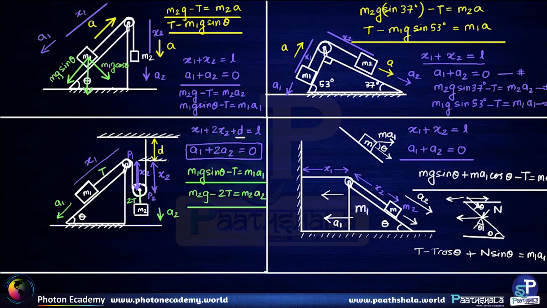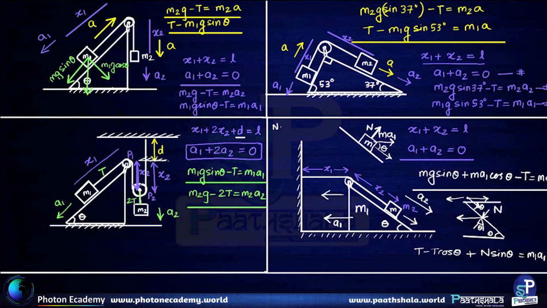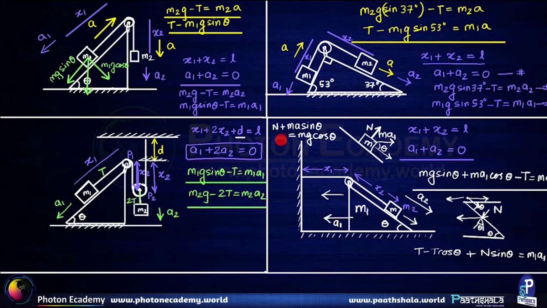So we can write down the perpendicular direction equation for the mass m and find out the value of N. So basically the N force is acting over here. So N plus m a sin theta is going to be equal to mg cos theta. So mg cos theta will be balanced out by N plus m a sin theta. So this is the perpendicular direction equation as far as the mass small m that is kept on the movable wedge is concerned.